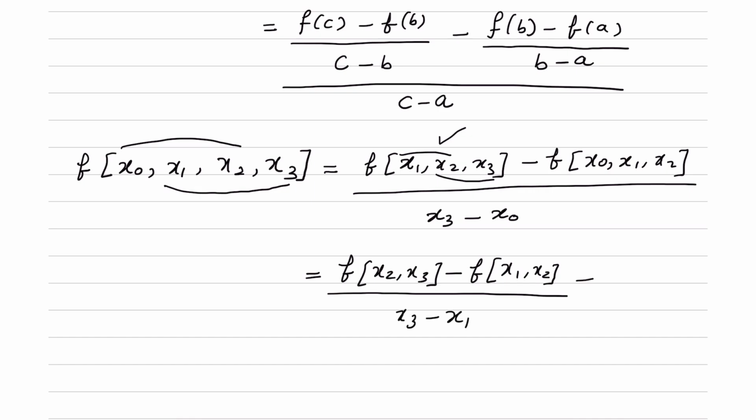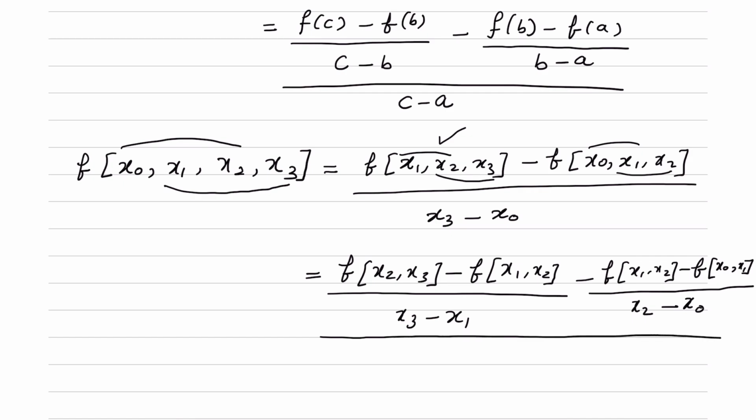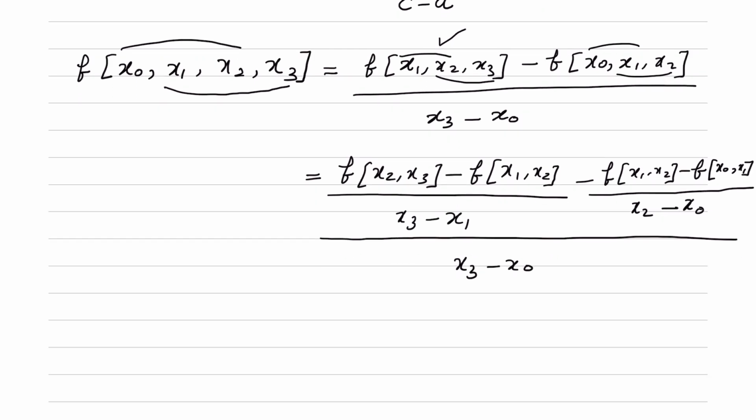The same way you can write f[x0, x1, x2]. Last 2, first 2. Last 2 is f[x1, x2] minus first 2, f[x0, x1], whole divided by last x, which is x2, minus first x, which is x0, whole divided by x3 minus x0. You can further expand this expression by opening up f[x2, x3], f[x1, x2], f[x1, x2] and f[x0, x1]. So this is how we define the divided difference operator. In the next video we are going to see how we use these divided difference operators in Newton's polynomials.